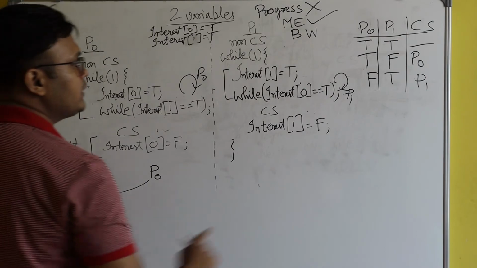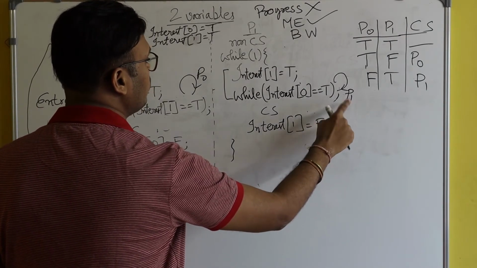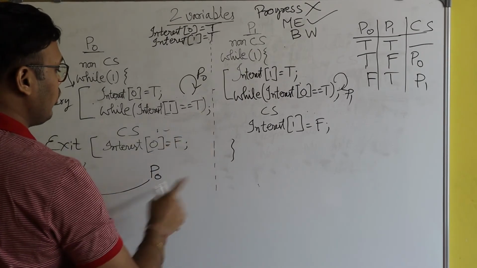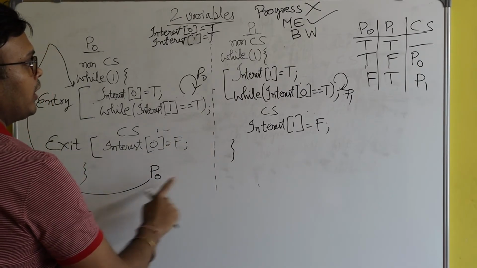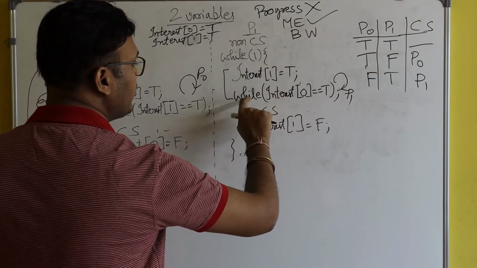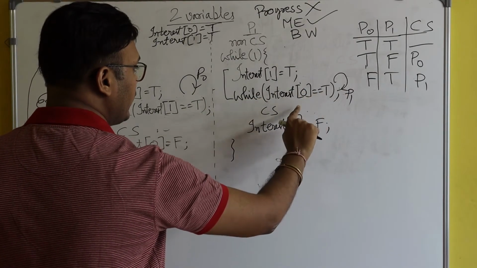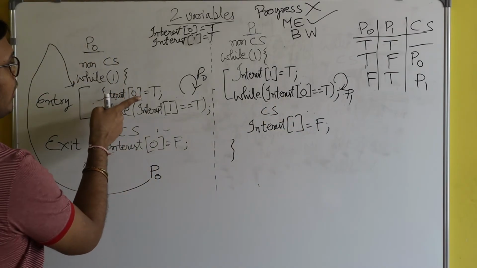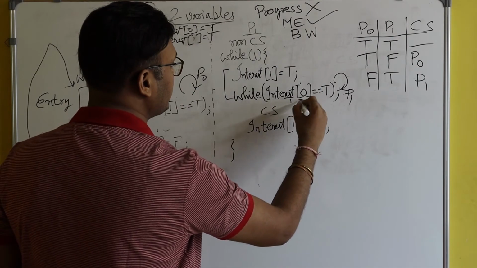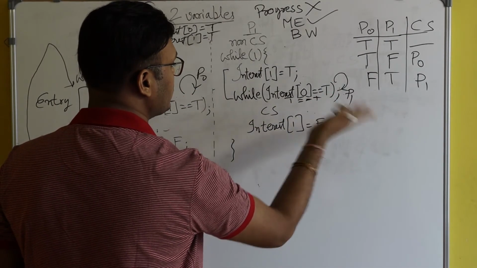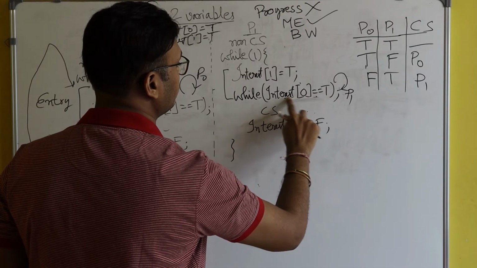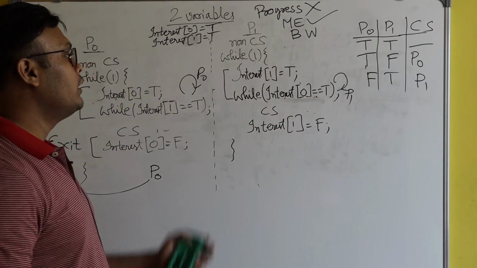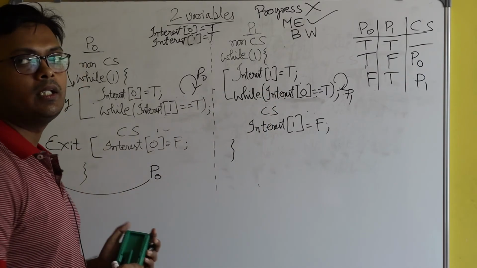And here you can see that P1 is also stuck in the while loop. Why? Because although the interest of 0 was made false by P0, before P1 could execute this while loop again to enter inside the critical section, P0 again came and made the interest value true. So P1 got stuck in the while loop again. Here you see both the processes are interested at the same time. That's why both the processes are stuck in the while loop.